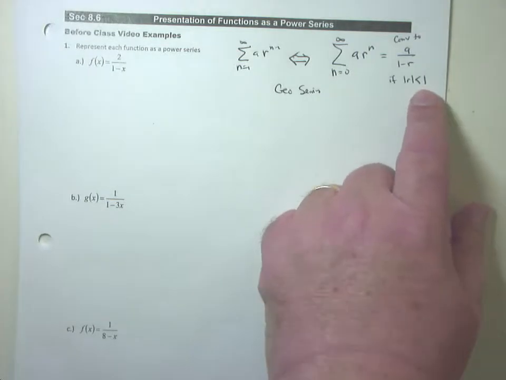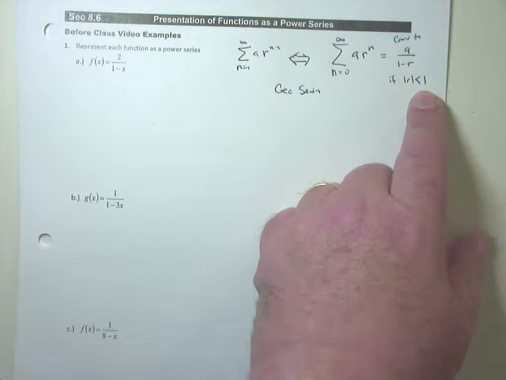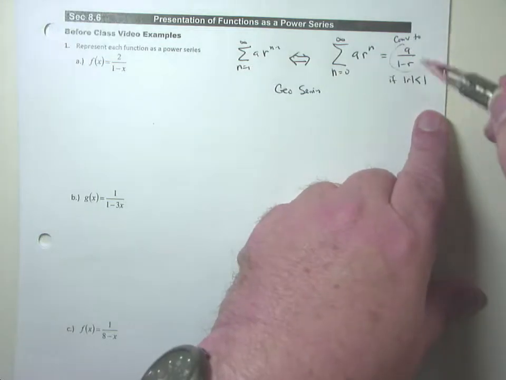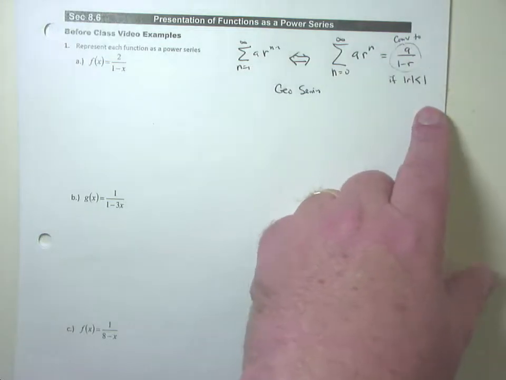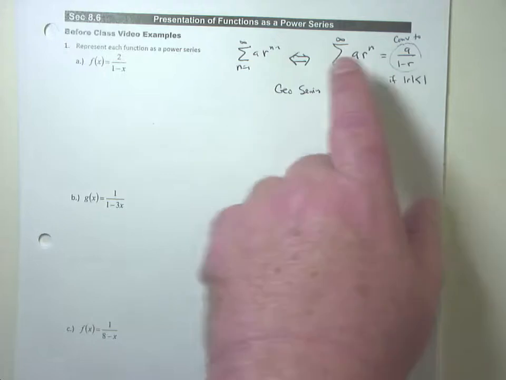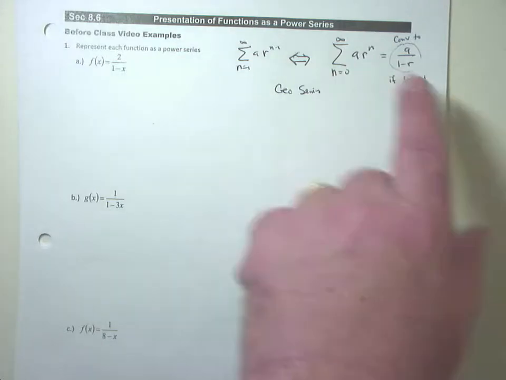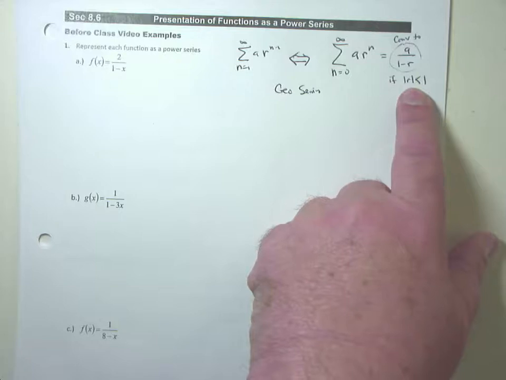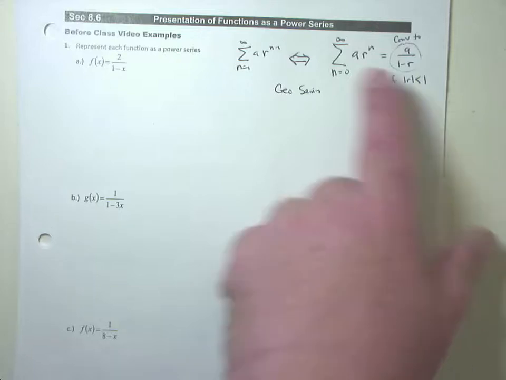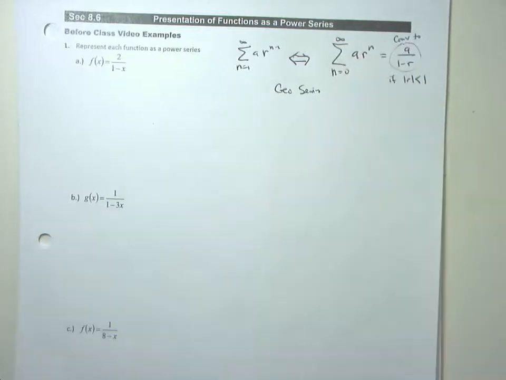So here's the gist of it. We are going to look at functions in the form of a over 1 minus r, and then work our way backwards and write them as a series. With the absolute value, r has to be less than 1. So these two are going to be equal to each other. This is called power series representation.